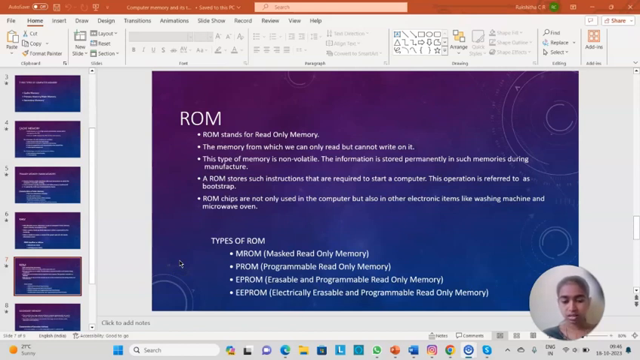MROM is masked read-only memory. PROM, programmable read-only memory. EPROM, erasable and programmable read-only memory. EEPROM, electrically erasable and programmable read-only memory.